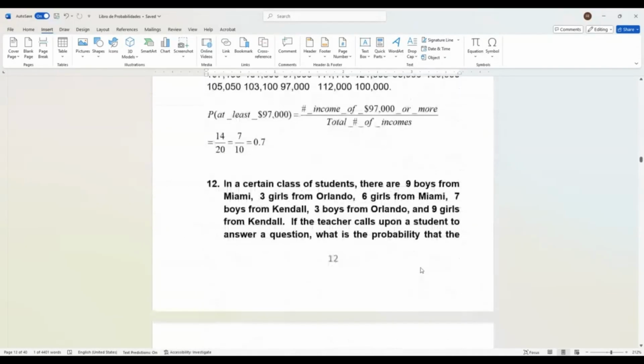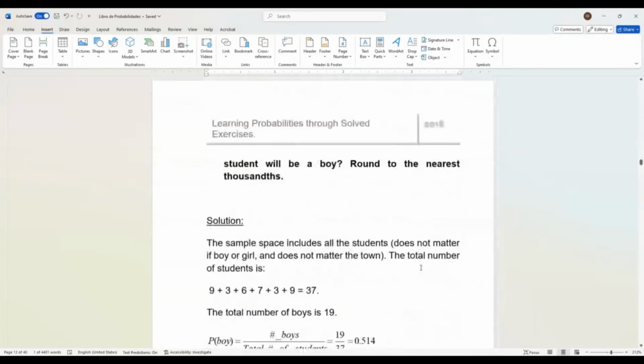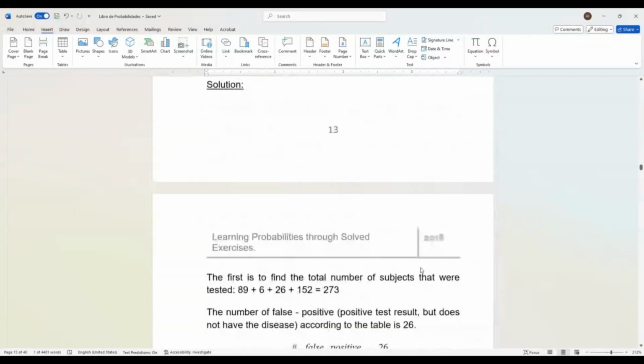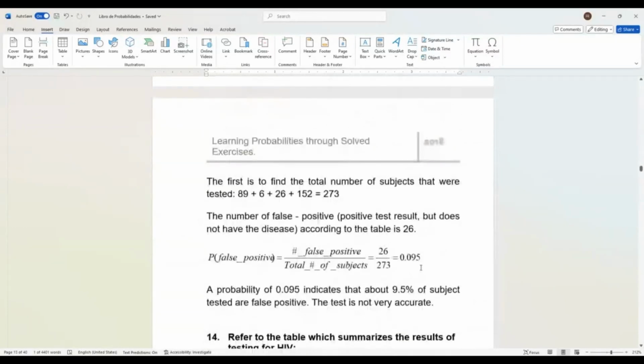Well, there are more examples here about classical probability.